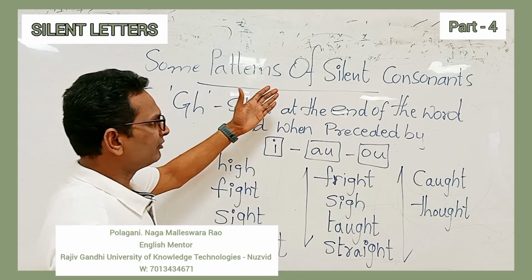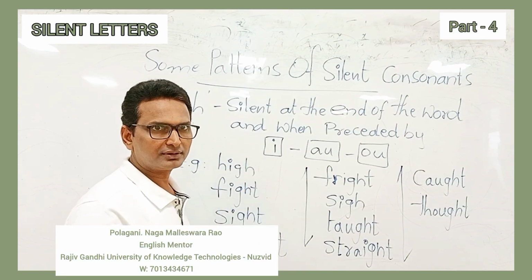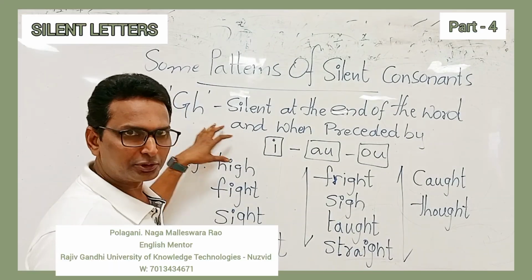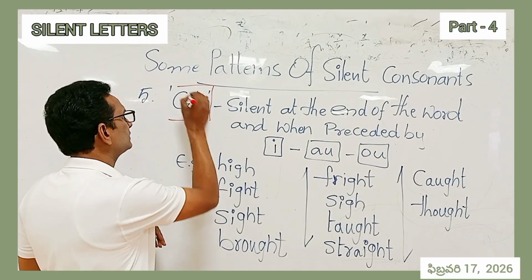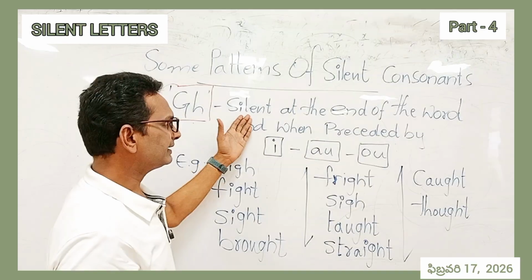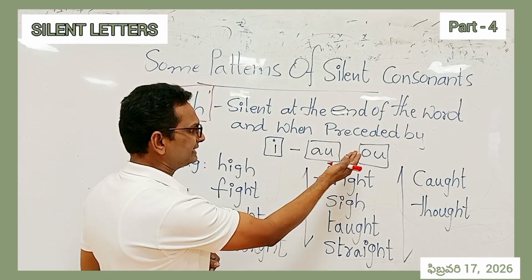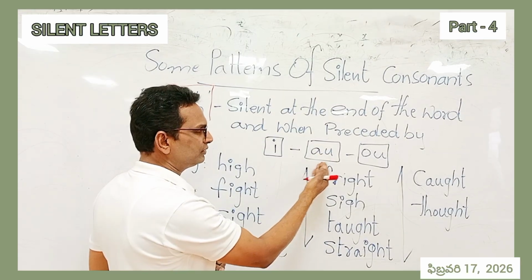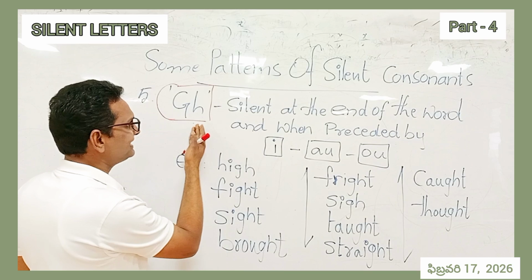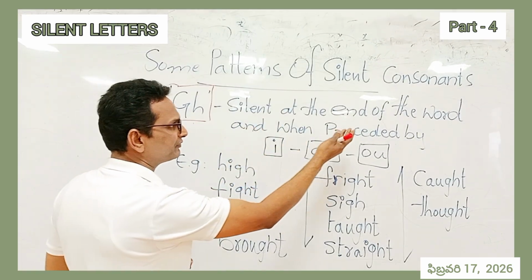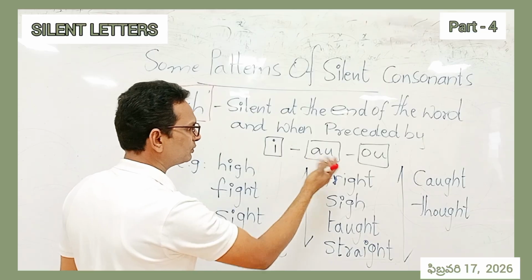Some patterns of silent consonants. It's been under discussion for a while. In this portion of the video, we will look at GH. GH is silent at the end of the word and when preceded by I, AU, and OU. Let me read it out once again: GH is silent at the end of the word and when preceded by I, AU, OU.